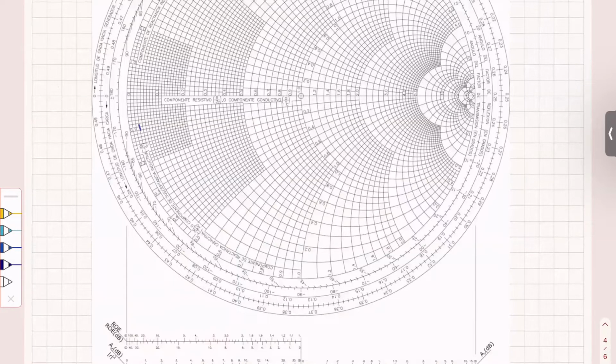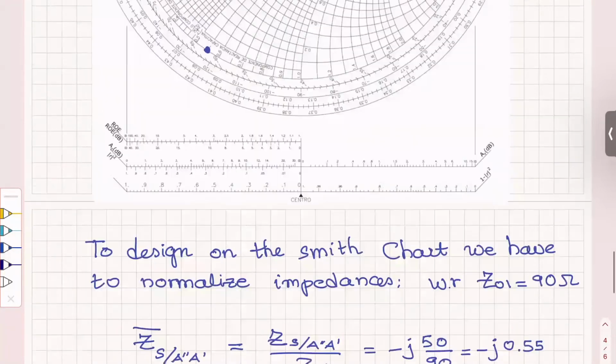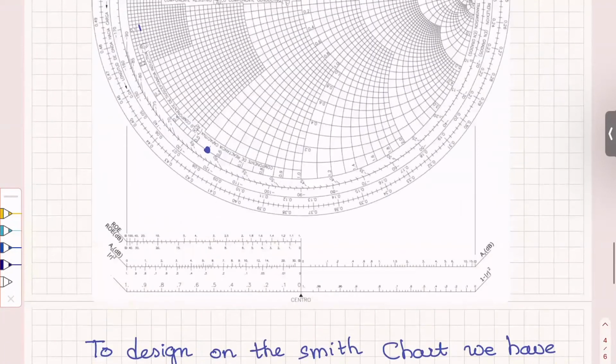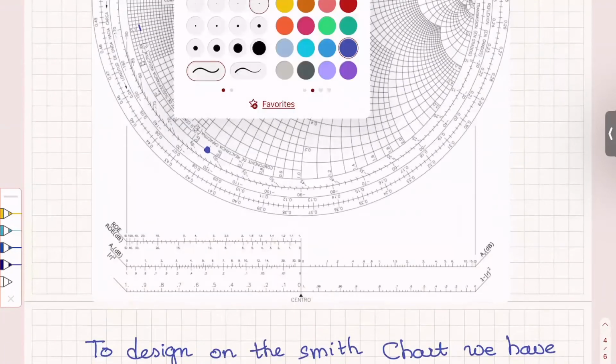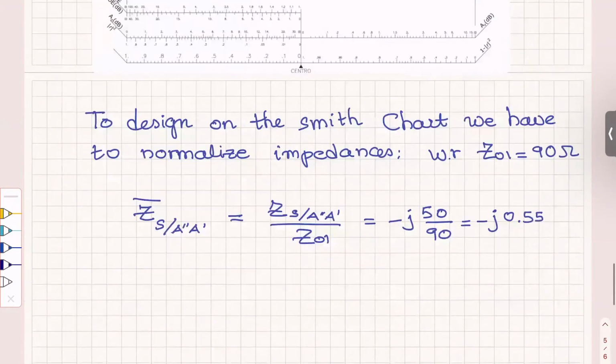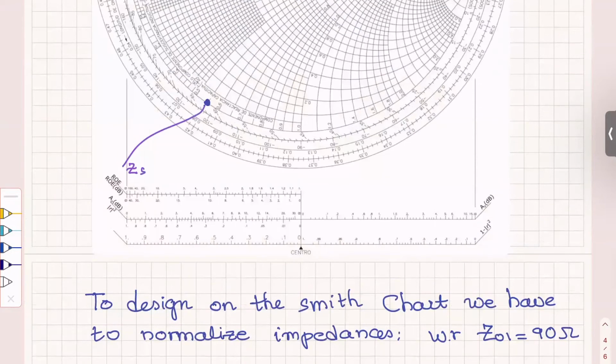And then 0.55 is here, minus lower part. And then that is ZS A double prime A prime. So this one does not have a real part, obviously, it's only imaginary. And this one here is ZS A double prime A prime.